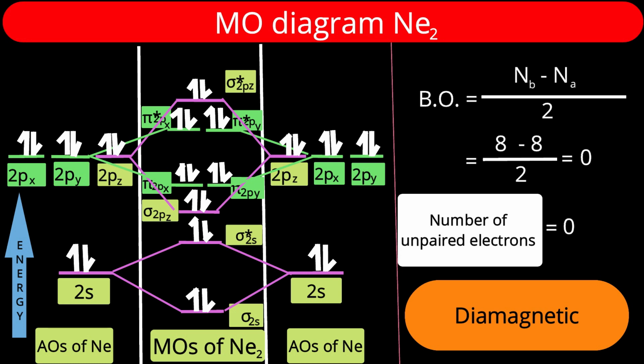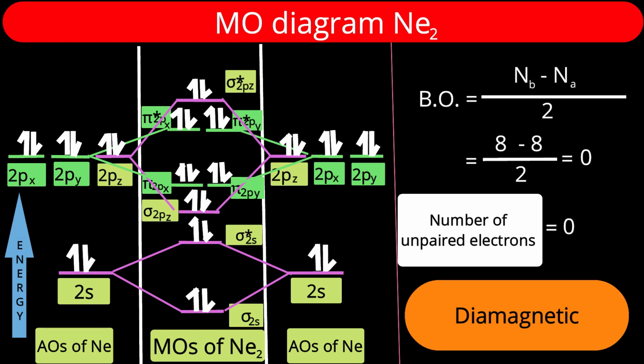2 electrons in sigma 2s, 2 electrons in sigma 2pz, 4 electrons in pi 2px and pi 2py. Total 8 electrons are there. How many electrons are there in antibonding orbitals? 2 electrons in sigma star 2s, 4 electrons in pi star 2px and pi star 2py, and 2 electrons in sigma star 2pz. 8 electrons are there in antibonding molecular orbitals. So 8 minus 8 divided by 2. Answer is 0. Oh, means there is no bond between neon and neon.